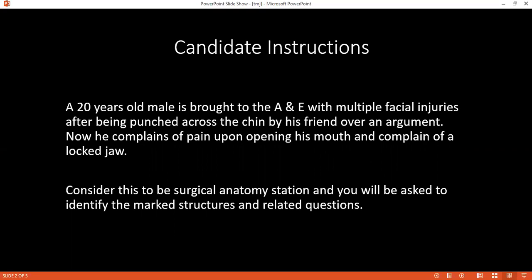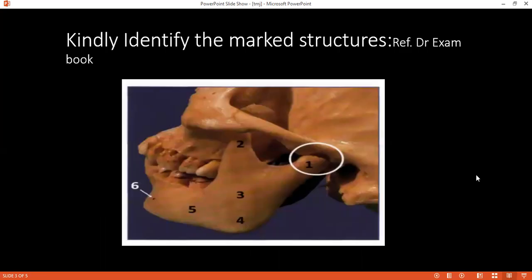Right, so if you have read and understood, considering it's surgical optimization, kindly tell me, what are you looking at? Yes, ma'am, it's the skull bones showing the left side of the skull with the temporomandibular joint and the bones surrounding. Number one is the condyloid process of the mandible. Number two is the coronoid process. Three is the ramus of the mandible. Four is the angle of the mandible. Five is the body of the mandible, and six is the mental foramen.